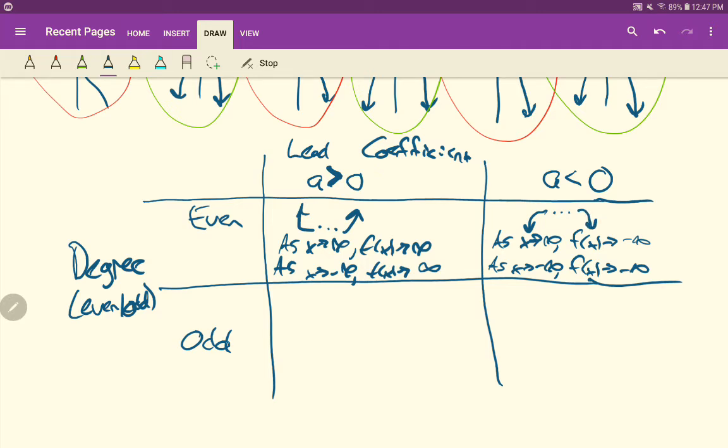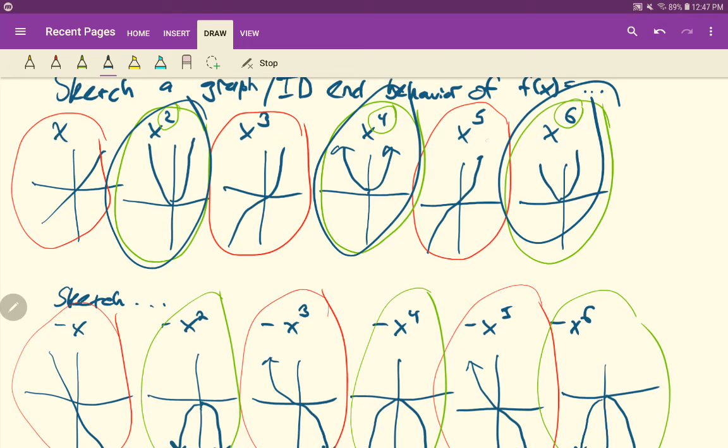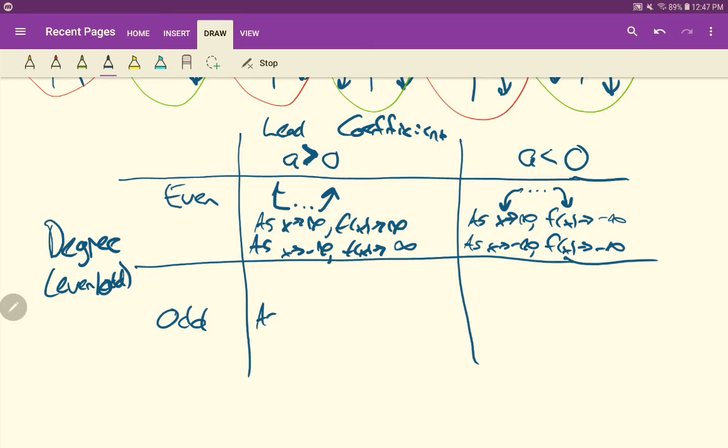Okay. For odd degree functions with a positive lead coefficient, well, that's going to be like your x cubed, your x to the fifth, your x to the first, right? Because that's x to the 1 right there. Ooh, no, it's not. Okay, like that. So what happens there? Well, as x approaches infinity, f of x approaches infinity. And as x approaches negative infinity, f of x will approach negative infinity. Okay, and that's going to be the end behavior that looks like this. Okay, where they go different directions each place.